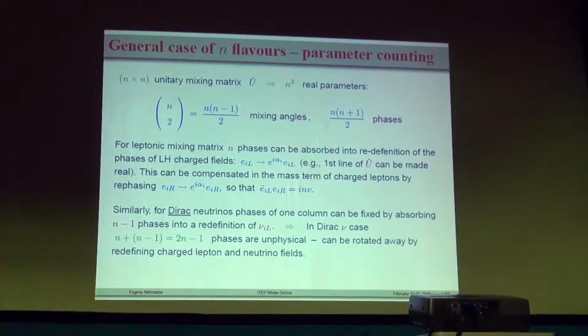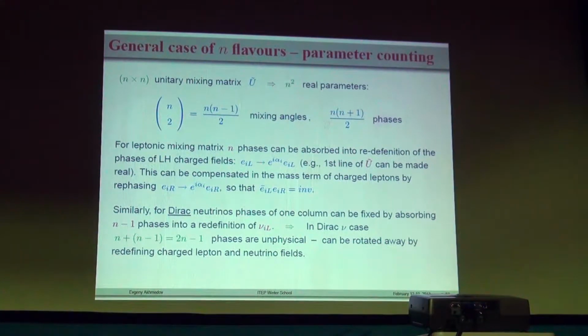We can replace all the charged lepton fields by some phase factors, exponential i alpha, for each left-handed charged lepton field. If we do that, we can change the phases of one line of the leptonic mixing matrix. For example, we can make the first line of the leptonic mixing matrix real by doing this. Or we can choose any other convention just to satisfy our needs. We can replace all these left-handed charged lepton fields.